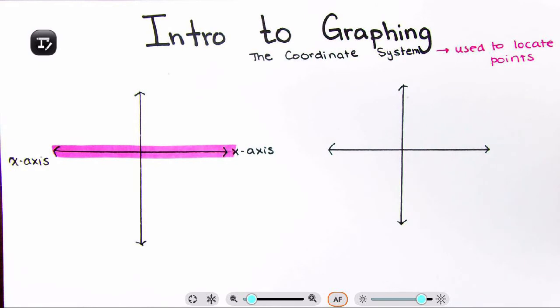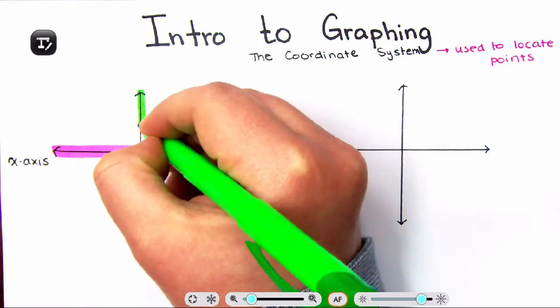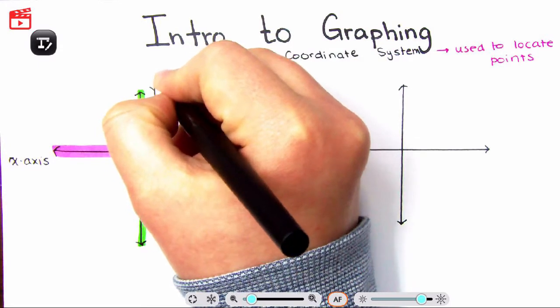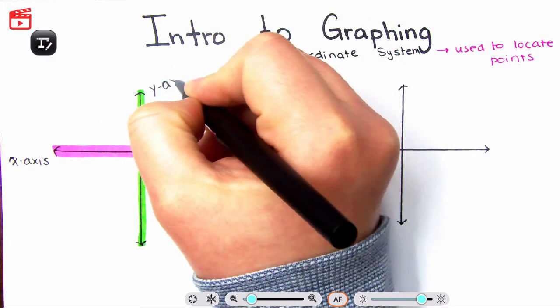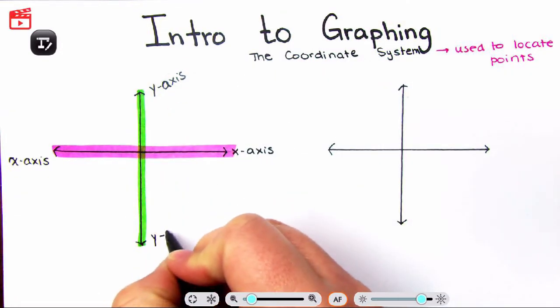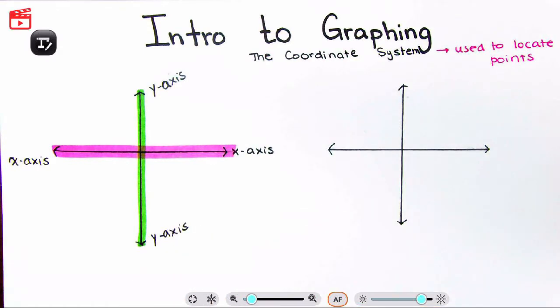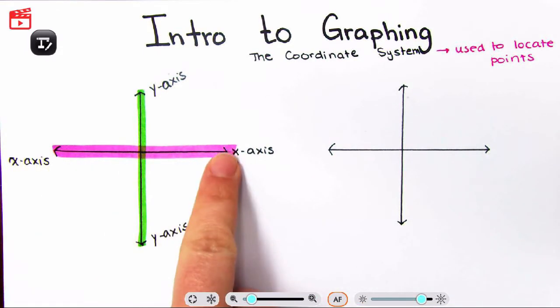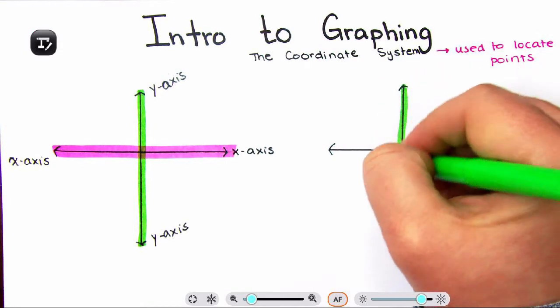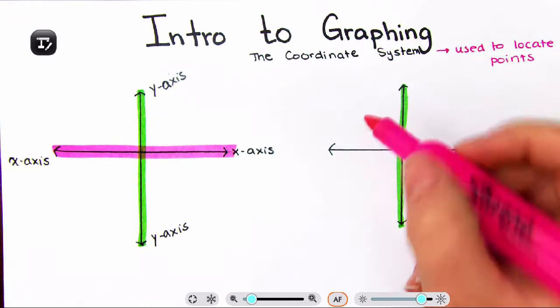The y-axis is the line that goes through the x-axis, and the x-axis goes through the y-axis. This green line here represents our y-axis, and again, you have y-axis above and y-axis below. So again, the x-axis is this pink line and the y-axis is this green line. I'm going to go ahead and label that over here: y-axis, and then our x-axis.